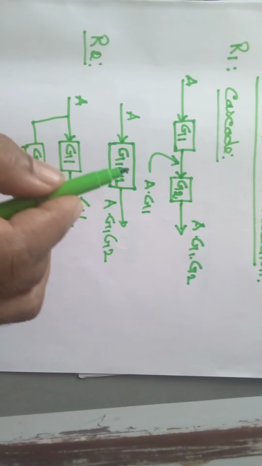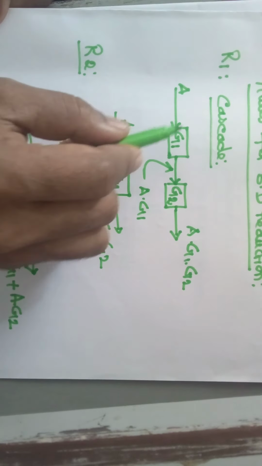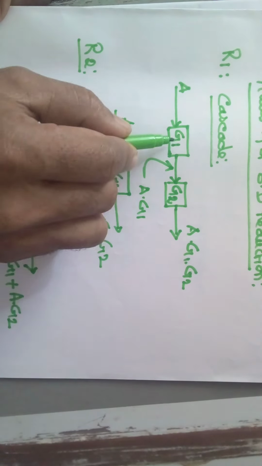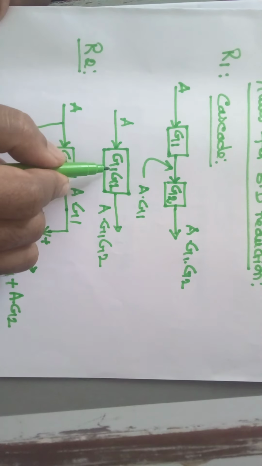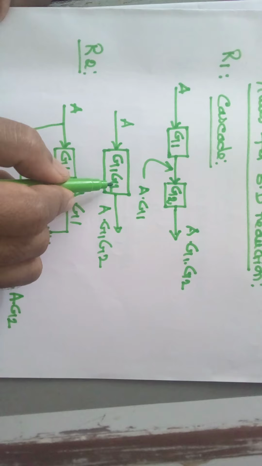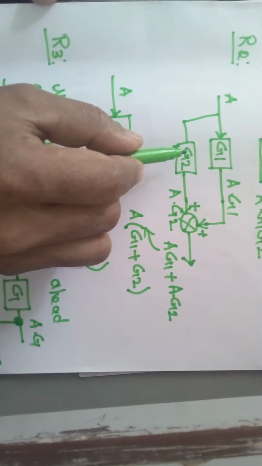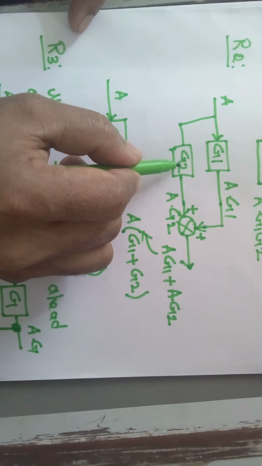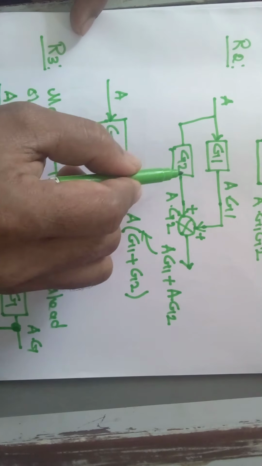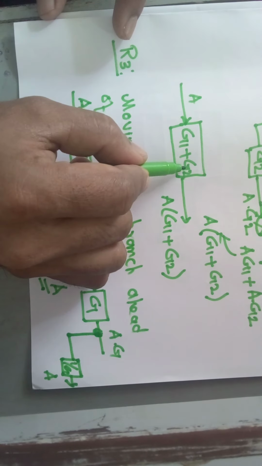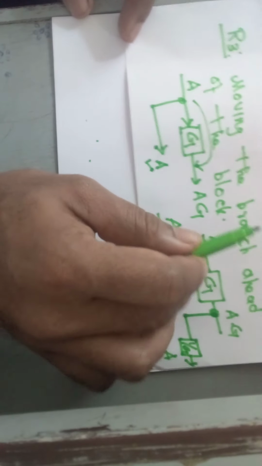So I am explaining it once again. First of all, two or more blocks which are connected in cascade can be replaced with a single block with gain equal to the product of all the blocks, right? The second rule is two or more blocks connected in parallel and added together. In this case we can replace these two blocks with a single block, that is G1 plus G2. Understood? So the third rule is moving the branch ahead of the block.